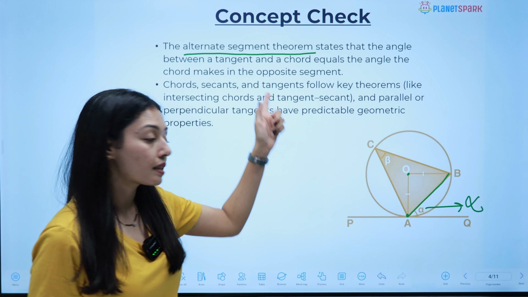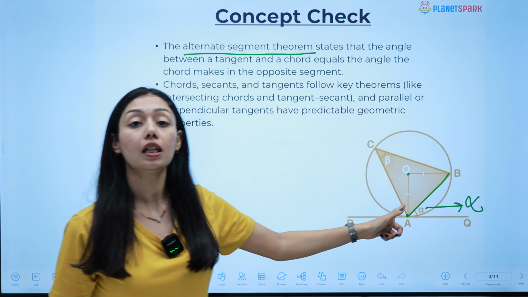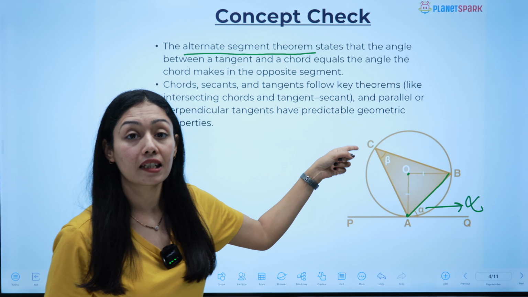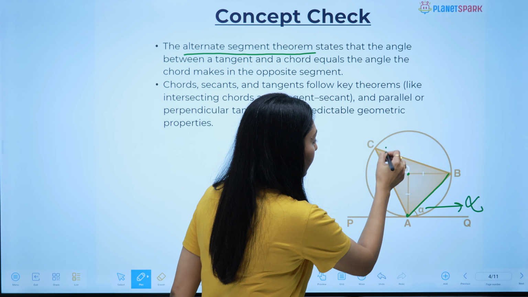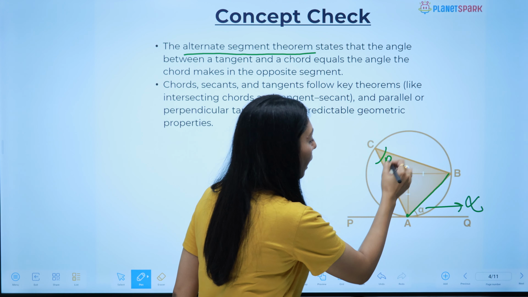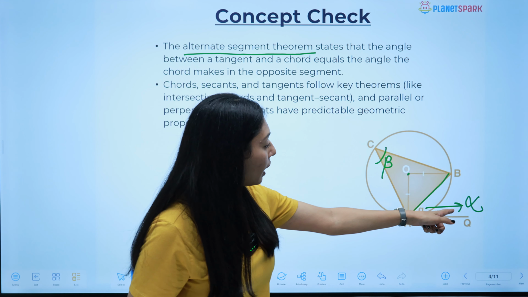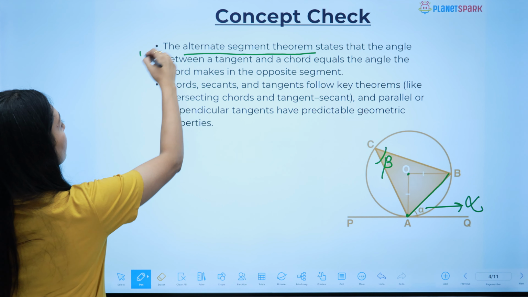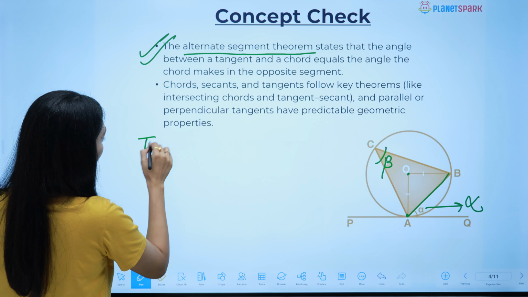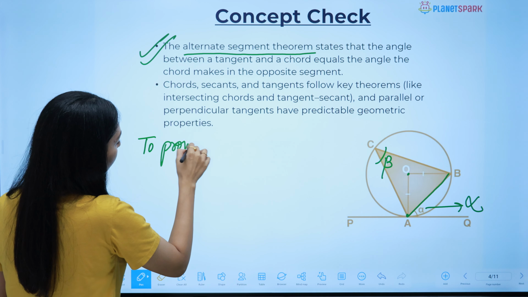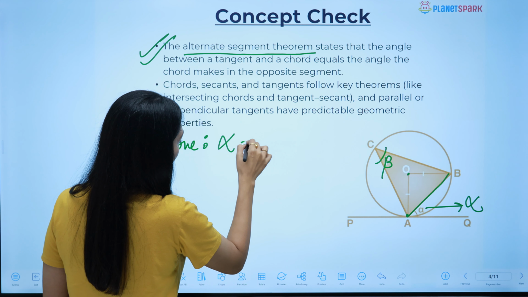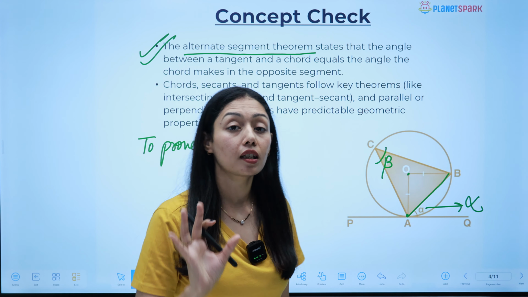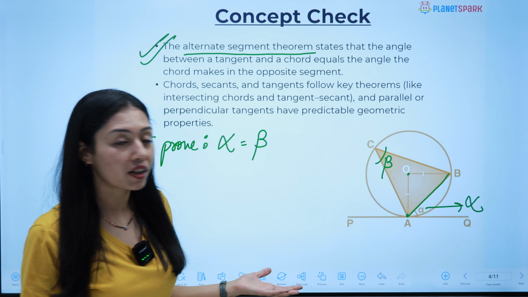This theorem states this angle will be equal to the angle subtended by this chord in the alternate segment. What is that angle everybody? That is this angle beta. So, angle alpha and angle beta will be equal. That is what the theorem is saying. So, let's prove it. To prove alpha is equal to beta. Very easy proof. We'll be using the theorems, the concepts that we already know, right?